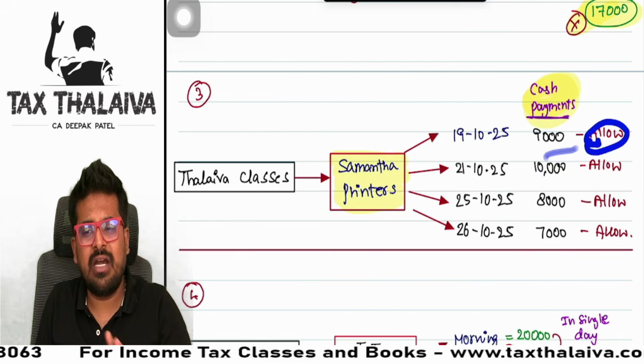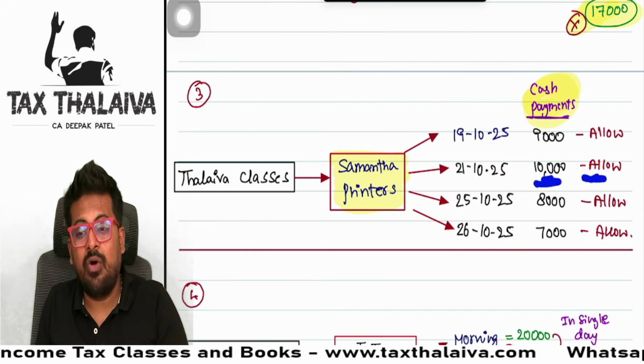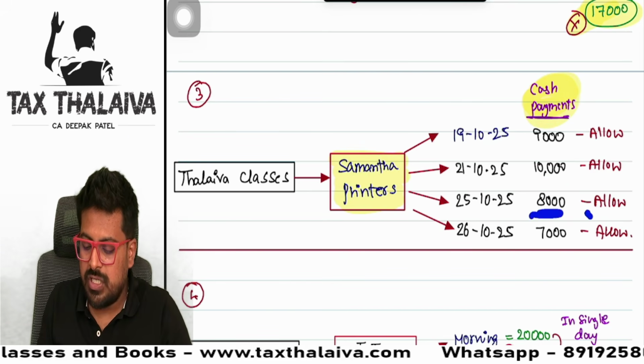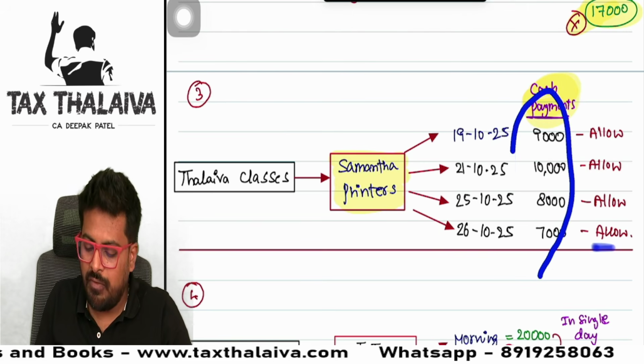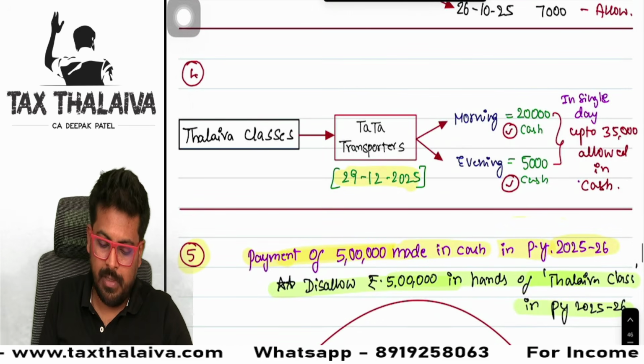Is it allowed? Yes, it is allowed. Less than 10,000. On a different date, 10,000, allowed? Yes, exactly 10,000 allowed. More than 10,000 not allowed. Again 8,000 allowed. Again 7,000 allowed. None of the payments are more than 10,000. Everything is allowed. One more example.